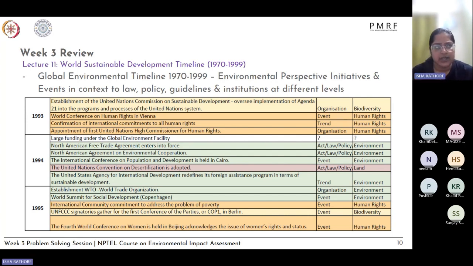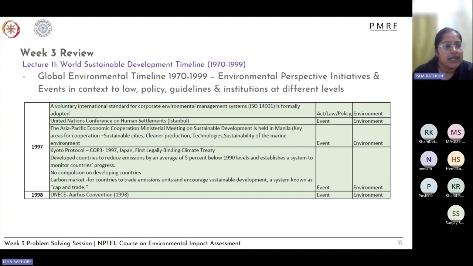So in 2023, I think we had COP 26 or 27, I'm not sure right now. Then in 1995, we also had the Fourth World Conference on Women, which was held in Beijing, which acknowledged the issues of women's rights and status. So again, human rights becoming a trend in this particular time period.